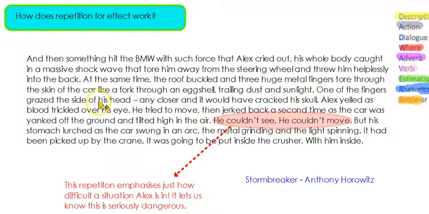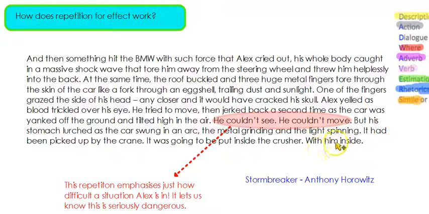One of the fingers grazed the side of his head. Any closer and it would have cracked his skull. Alex yelled as blood trickled over his eye. He tried to move, then jerked back a second time as the car was yanked off the ground and tilted high in the air. He couldn't see. He couldn't move. But his stomach lurched as the car swung in an arc, the metal grinding and the lights spinning. It had been picked up by the crane. It was going to be put inside the crusher, with him inside.